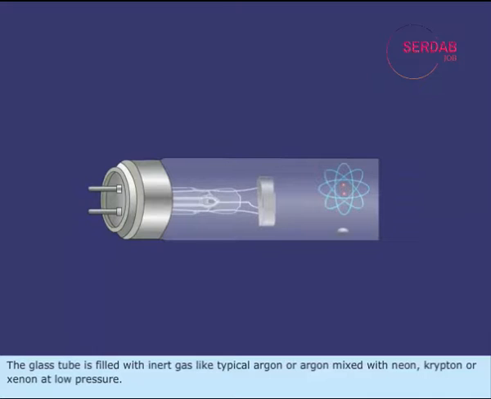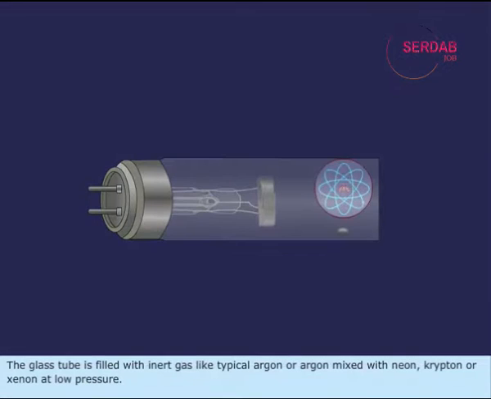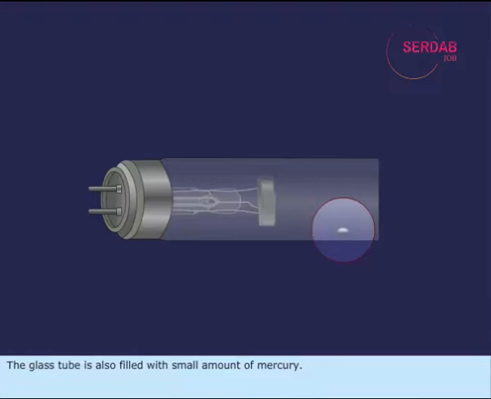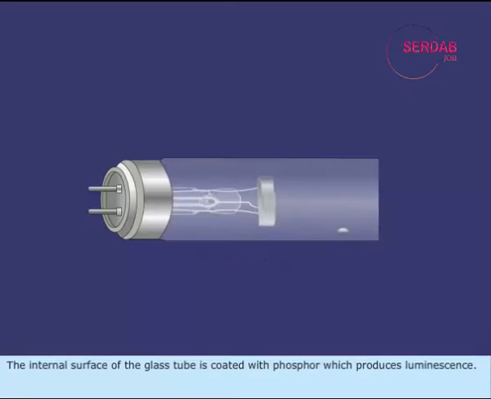The glass tube is filled with inert gas, like typical argon or argon mixed with neon, krypton, or xenon at low pressure. The glass tube is also filled with small amount of mercury. The internal surface of the glass tube is coated with phosphor, which produces luminescence.